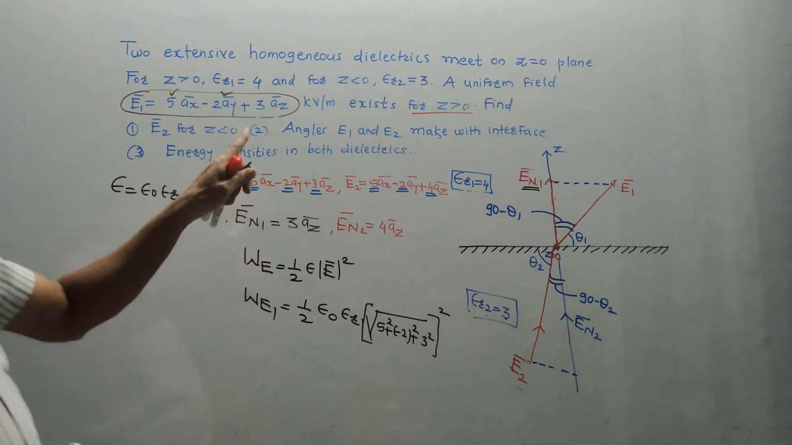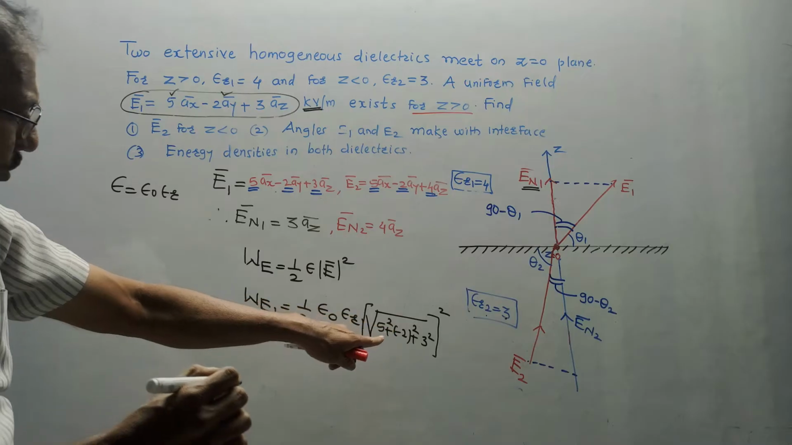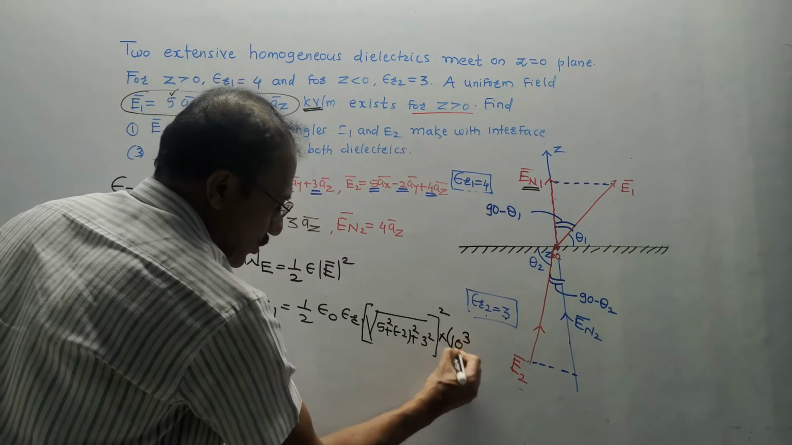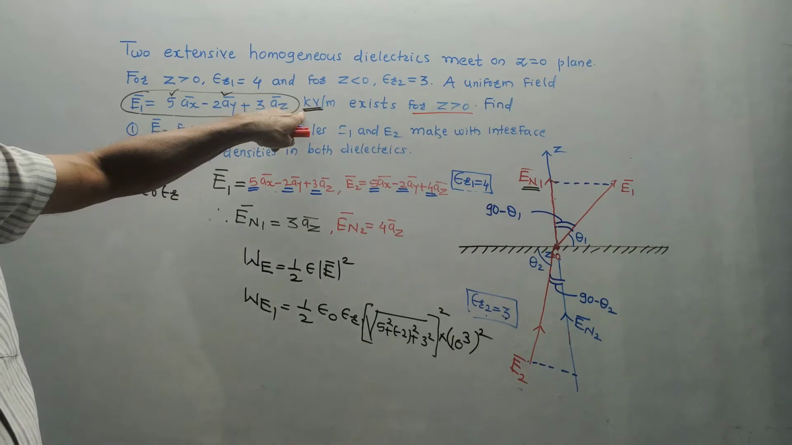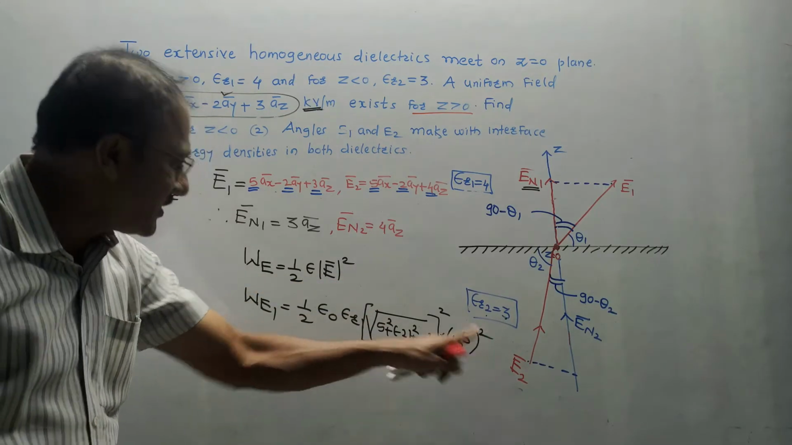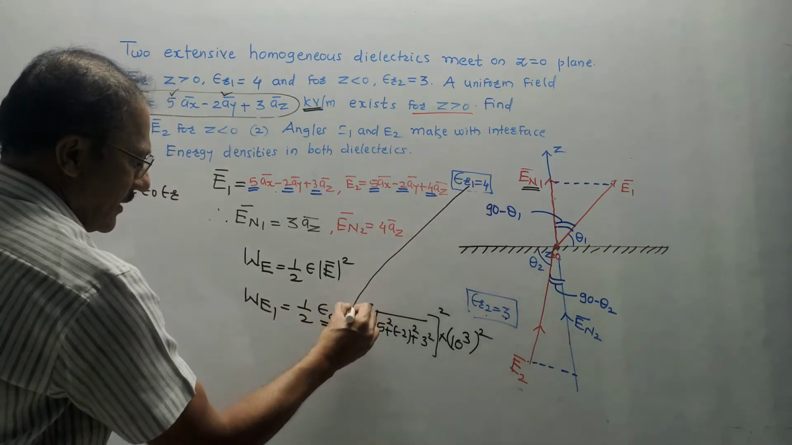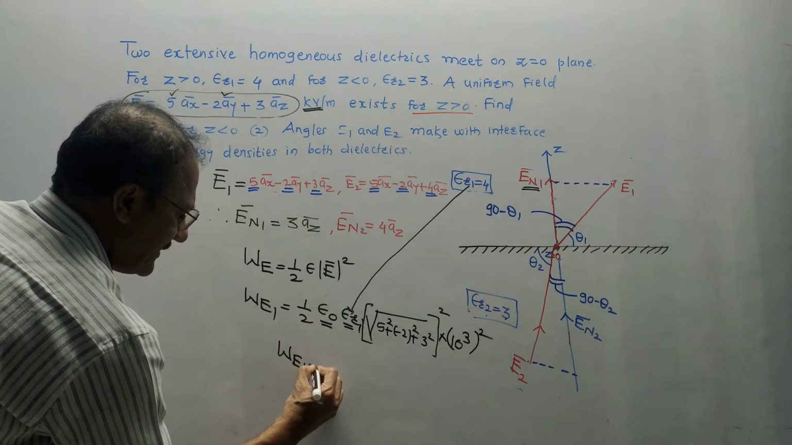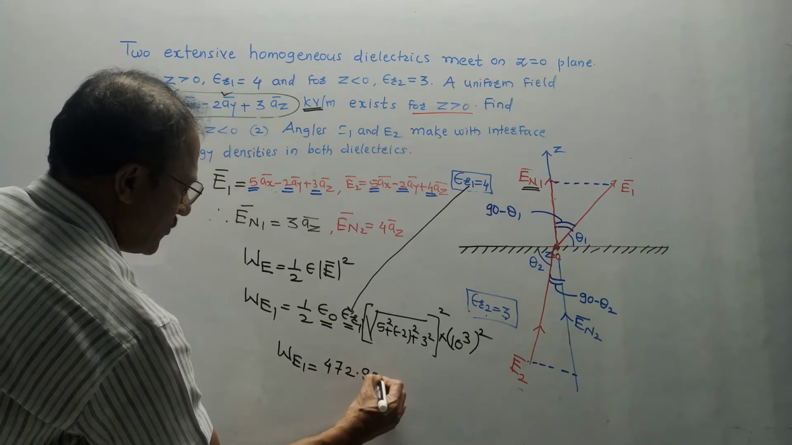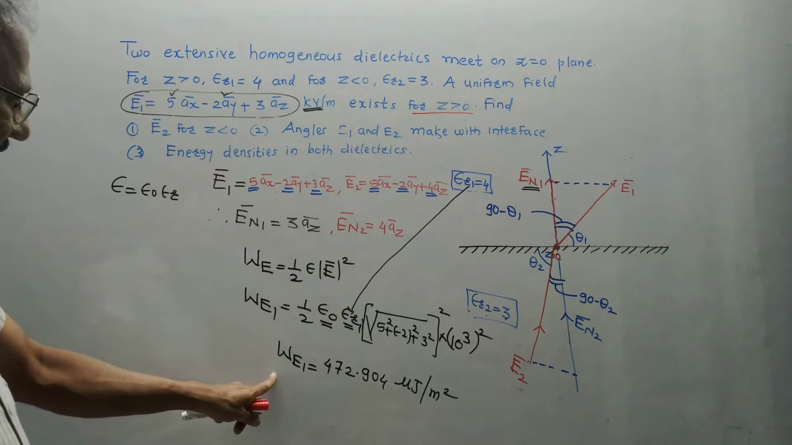One important part you need to take care of is that the unit of E1 bar is kilovolt. We need to convert it into volt, and this is mod of E1 bar square. So it is 10 raised to 3, and due to the square it becomes 10 raised to 3 square. Put the value of epsilon 0, epsilon r, that is epsilon r1 in this case, which is equal to 4. If you put the values, directly you will get the answer. WE1 is 472.904 microjoules per meter square. Micro means 10 raised to minus 6. So this is the answer of WE1.